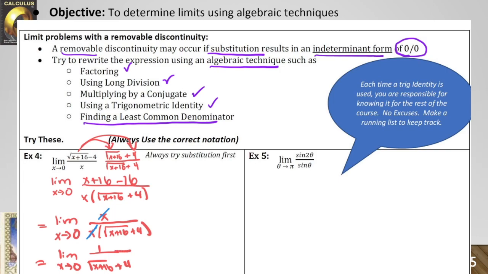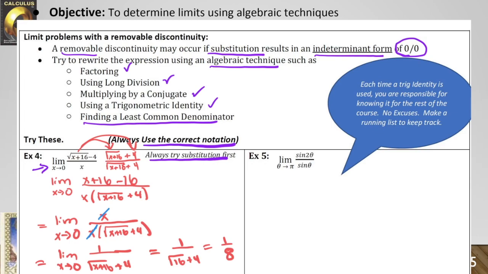Now, we're at a point where we try substitution again. And when you try substitution again, you get 1 over the square root of 16 plus 4, which is 1 over 4 plus 4, or 1 over 8. So the limit of our original problem is going to be 1 over 8. Notice though, we always try substitution first and use the correct notation as you work through each problem. All right, now for the next one.